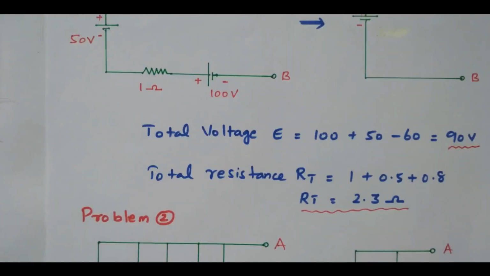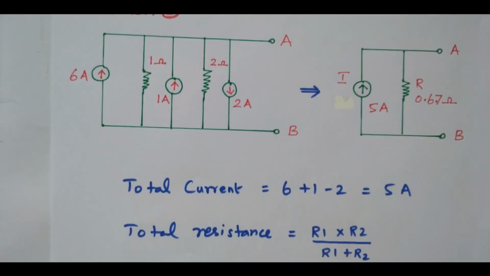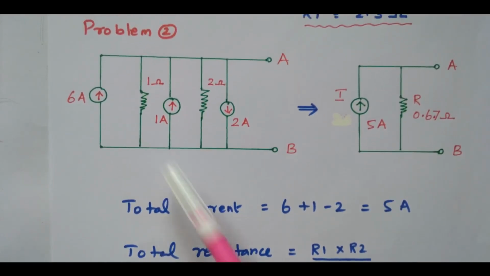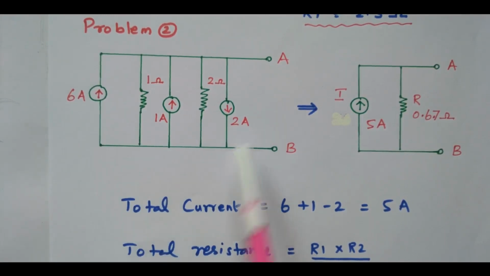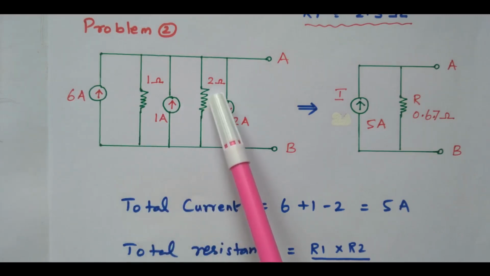I will go to the second problem. In this, 3 current sources are available. In the second problem, 3 current sources: 6 ampere, 1 ampere and 2 ampere. In a current source, the internal resistor will be connected in parallel. This 1 ampere, for this 1 ampere, for this 2 ampere is available.